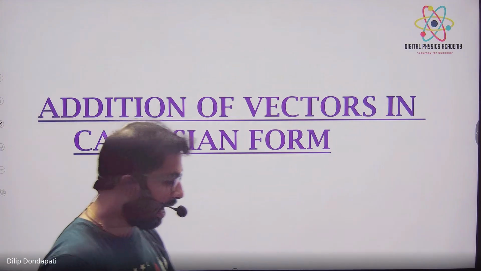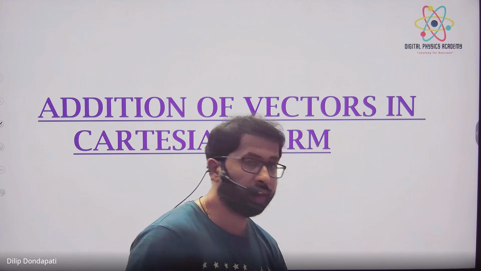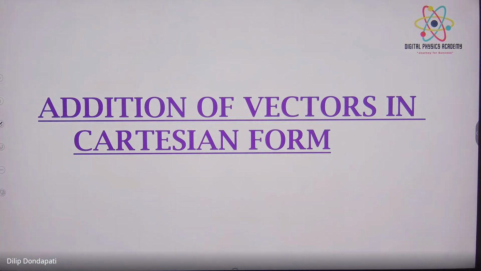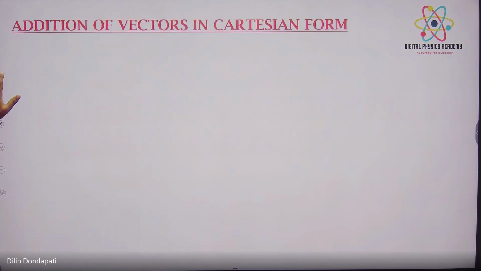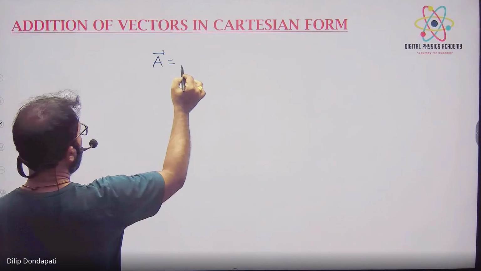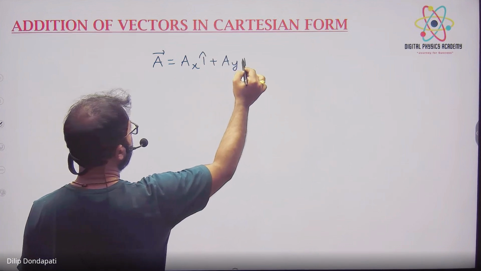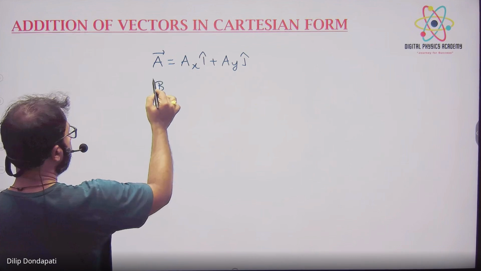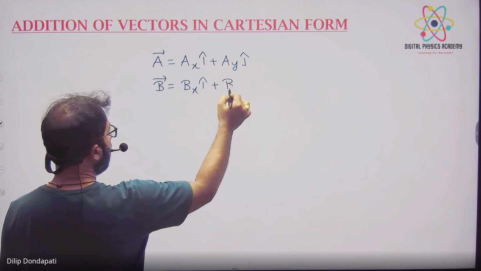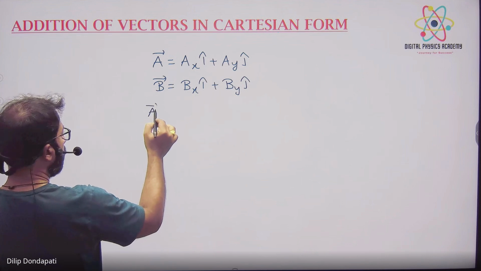Next. Now we'll go for the addition of vectors in Cartesian form. I told what Cartesian form means. Whenever they are given in I cap, j cap terms, that is called Cartesian form. How to add? Very easy. Suppose you have vector A as ax I cap plus ay j cap, and B vector as bx I cap plus by j cap. Tell me what is the A vector plus B vector.